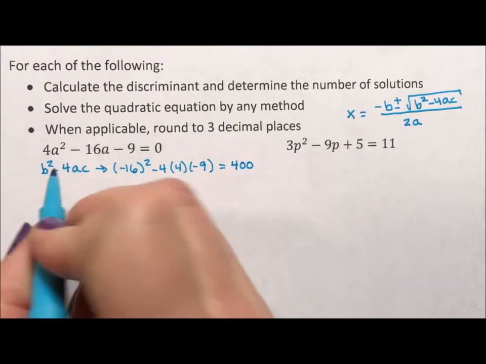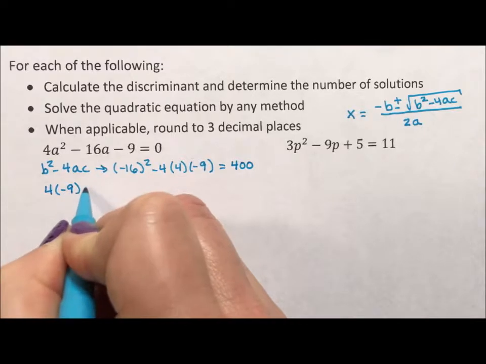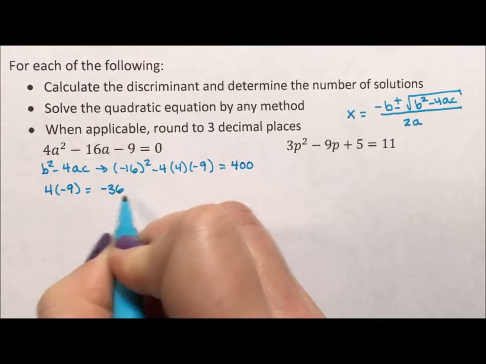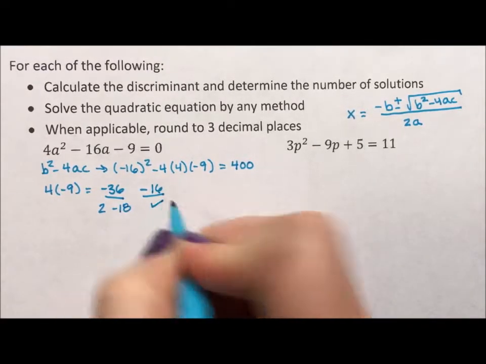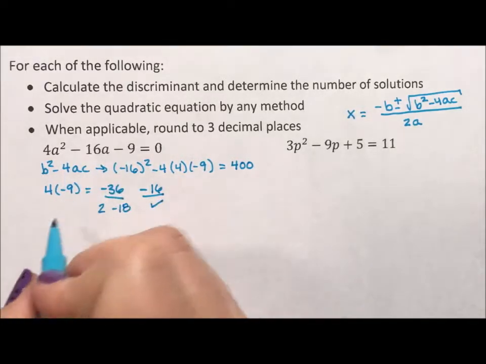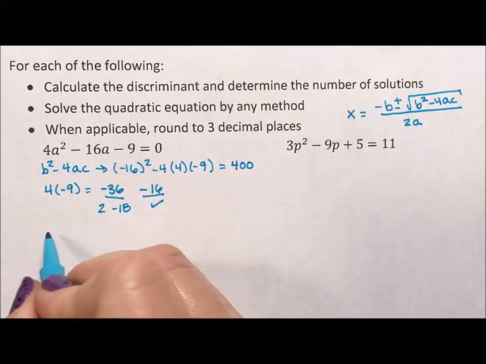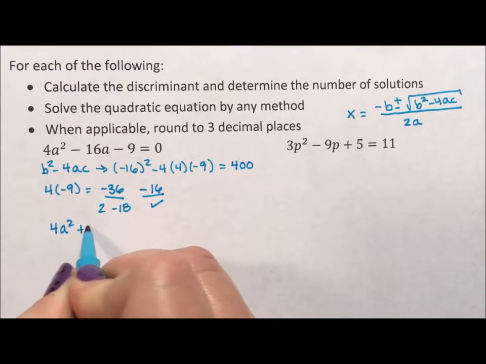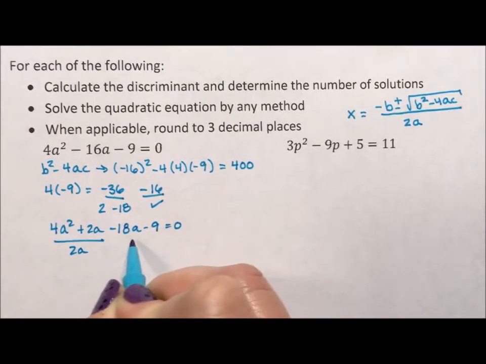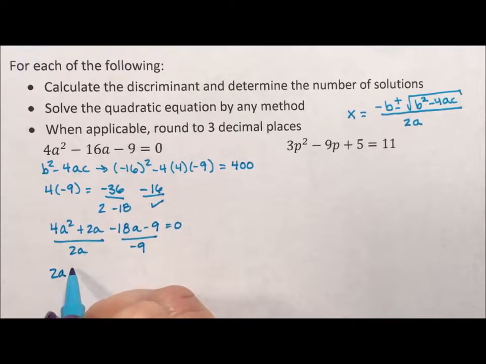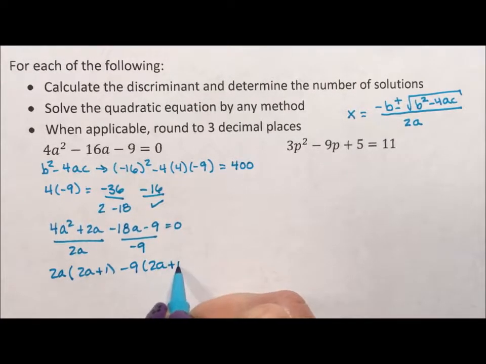So I could do factoring. I could say 4 times negative 9 is negative 36. And then two numbers that multiply to negative 36 and add up to negative 16 are 2 and negative 18. Then I could turn this 3-term polynomial into a 4-term polynomial, 4a squared plus 2a minus 18a minus 9. I pull a 2a out of the first two, and a negative 9 out of the second two: 2a times 2a plus 1, minus 9 times 2a plus 1. So I have 2a plus 1 times 2a minus 9.